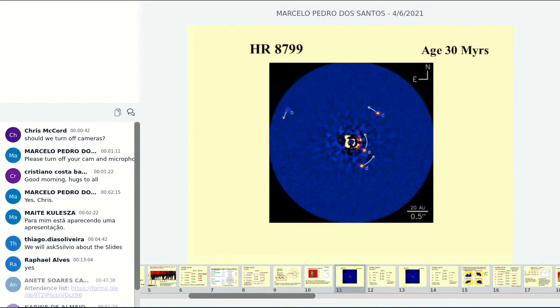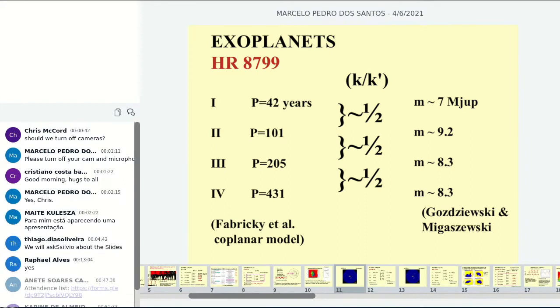These planets, the outermost one, close to the left border of the figure, this one has a period of about 400 years. These are giant planets, 10 times the mass of Jupiter, in orbits much larger than the orbits of the giant planets of the solar system. And very few of their orbits have been observed till now. They are also shown in the picture.